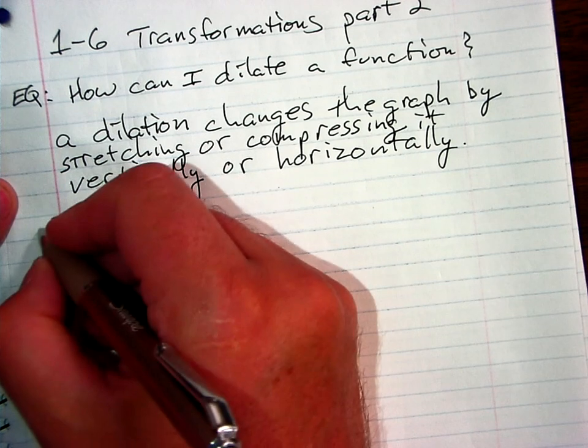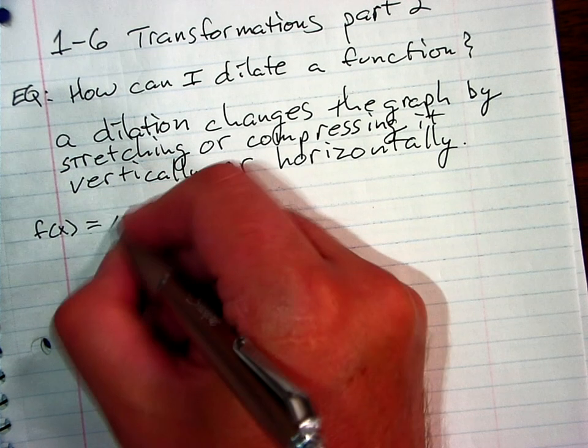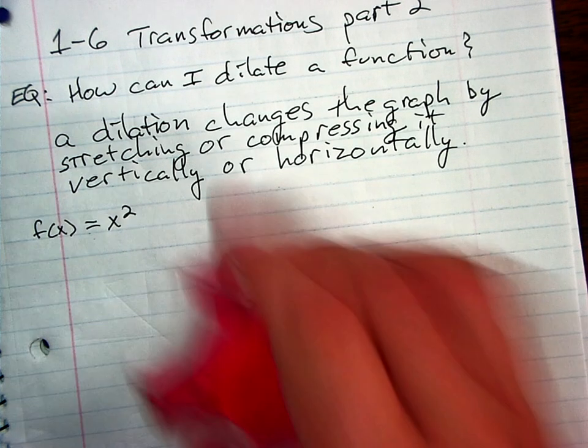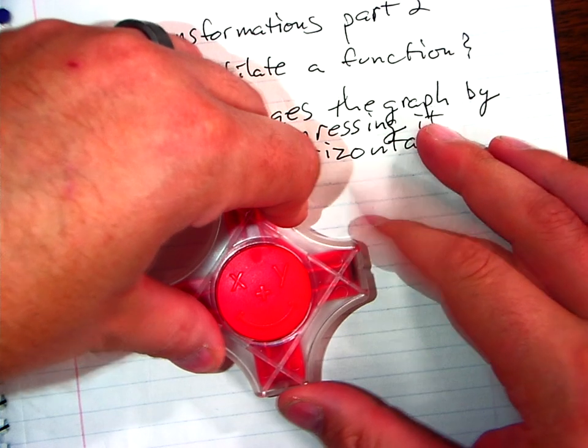All right, let's start off with a very basic graph. We're not going to dilate this or do anything to it. This is your basic parent function graph. I realize I'm cheating, but that's okay. You'll live. I'm working smarter, not harder. There's a difference.